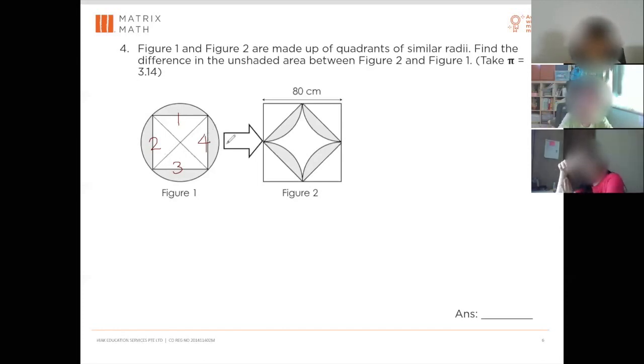Okay, so you see figure 1 is purely 4 quadrants. If now I rearrange to form figure 2, I still have the same quadrant 1, quadrant 2, quadrant 3, quadrant 4. But can you see now there's this extra thing inside here? This number 5 is the difference between figure 1 and figure 2. Agree with that? Yeah, because figure 1 doesn't have this extra 5. Only figure 2 has this extra little star shaped thing.